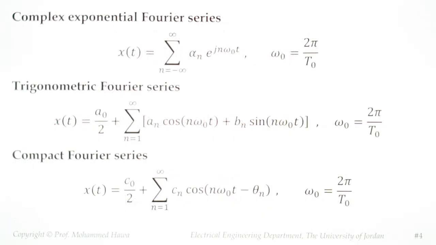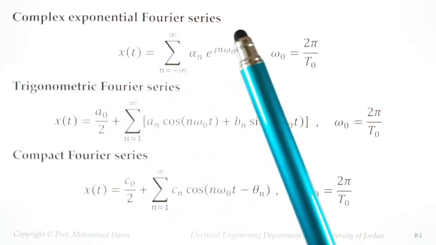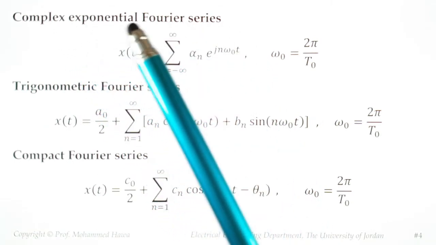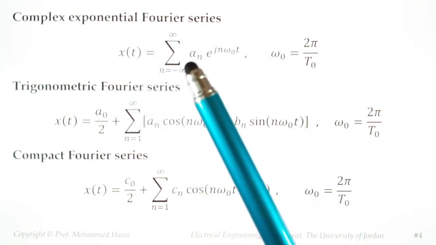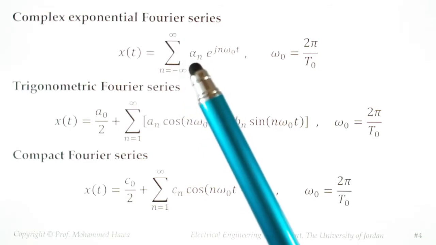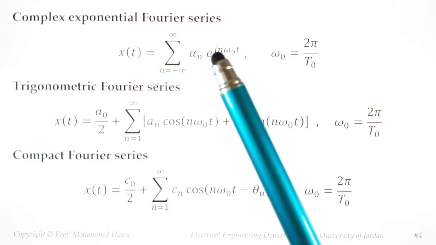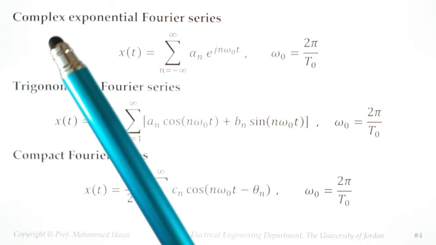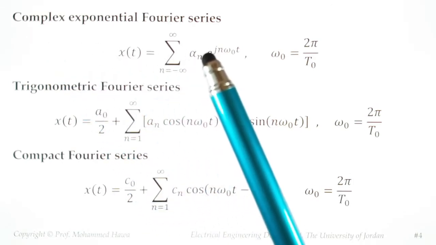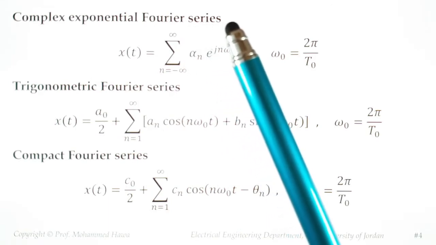Those equations are called the complex exponential Fourier series form. You can see x of t is an infinite sum. We have the sum here, n equals minus infinity to infinity, alpha n e to the j n omega naught t. This j here is the square root of minus 1, so you see why we call it complex. And this is the exponential function. So we call it the complex exponential Fourier series.